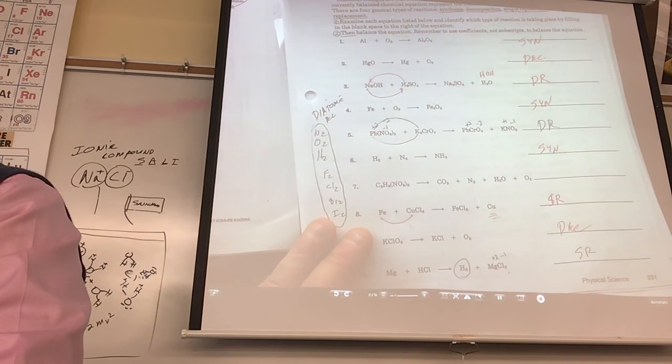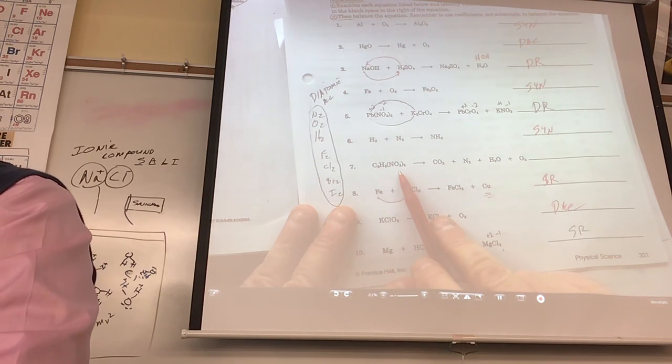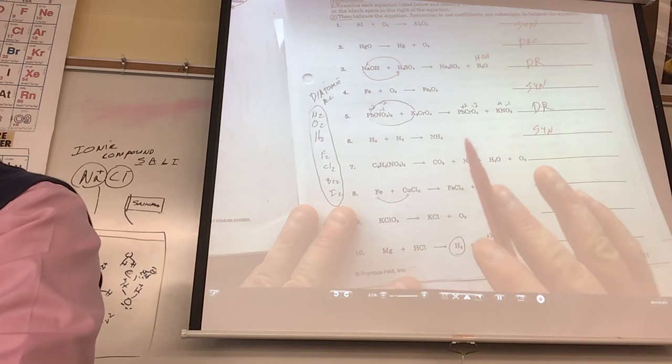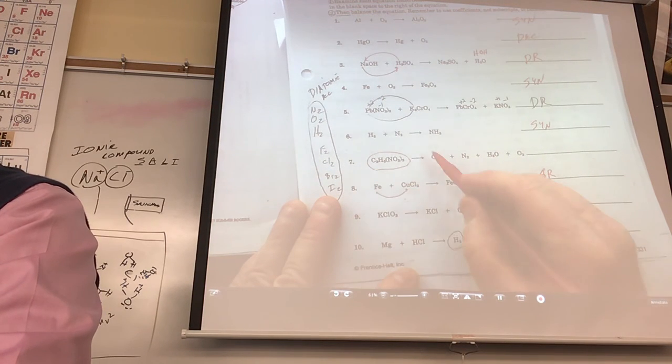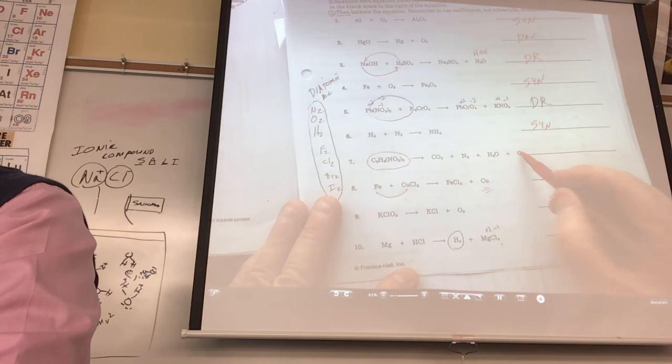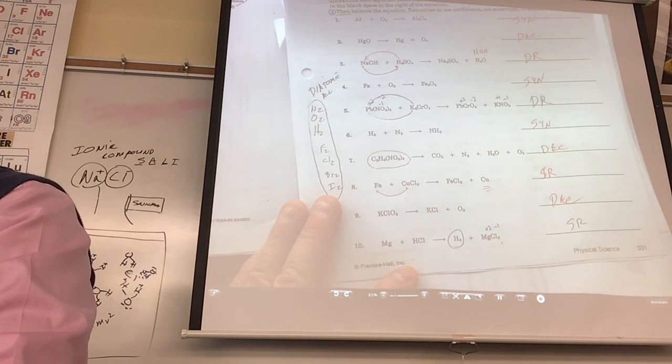All right. This one is interesting. It doesn't quite fit the model, but what do you think it is when you only see one reactant and it breaks down? It's decomposition. It just breaks down into many things. You get it? So still decomposition.